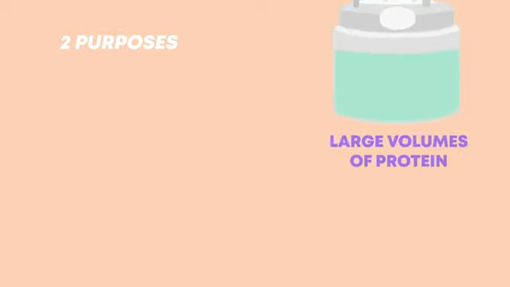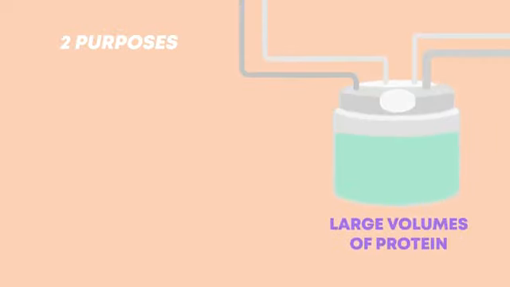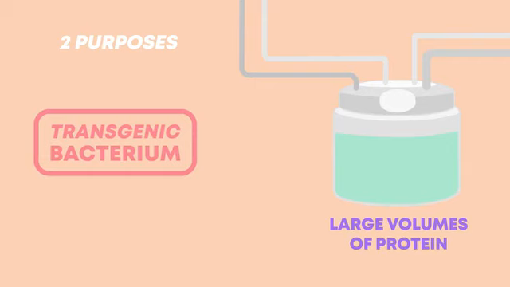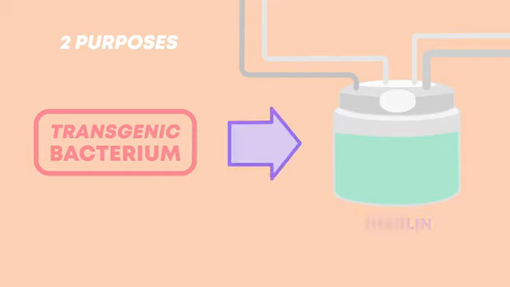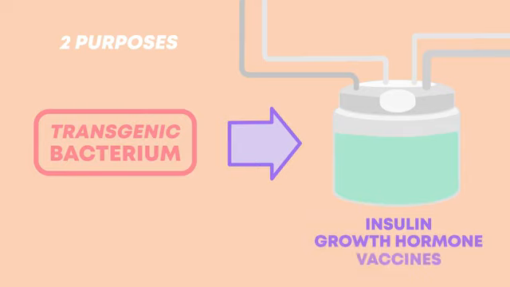There are two basic purposes of genetic engineering. Sometimes we require large volumes of a particular protein to be made. Scientists use transgenic microorganisms to produce large volumes of this protein. For example, insulin, growth hormone, or vaccines.